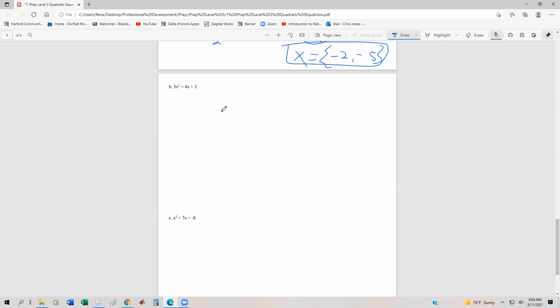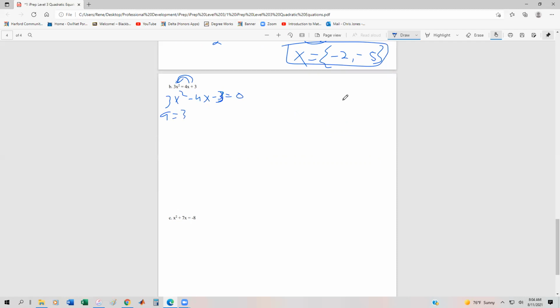Another example of this quadratic formula, 3x squared equals 4x plus 3. All right, so first thing we're going to do is set this equal to 0. We're going to keep the a positive, and we're just going to rewrite this as 3x squared minus 4x minus 3 equals 0 by subtracting 4x and 3 from both sides.